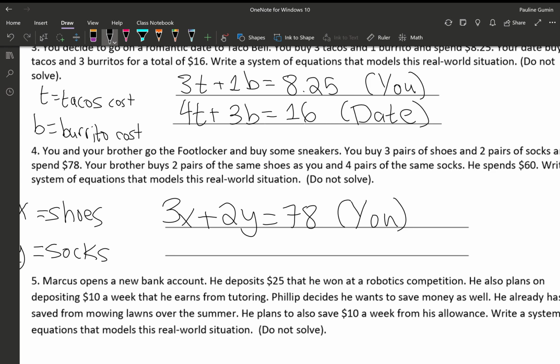Our brother bought 2 pairs of shoes and 4 pairs of socks, but only spent $60. From this, if we wanted to find out how much those shoes and socks cost, we could find it out through this system of equations.